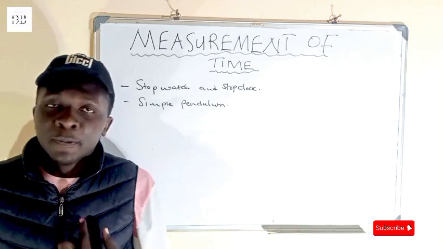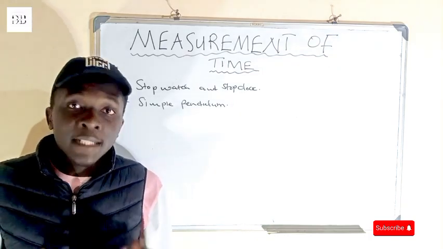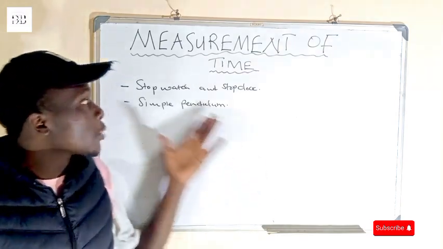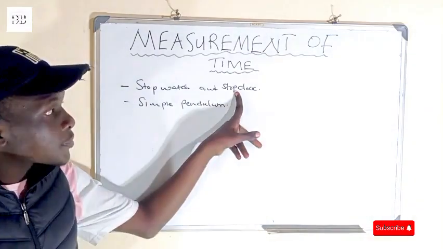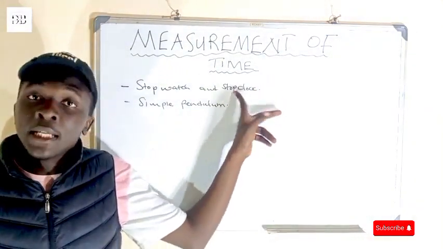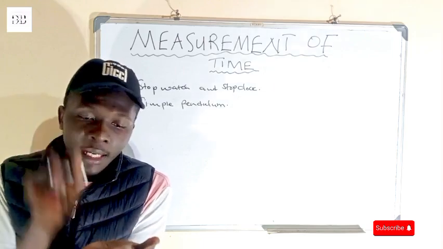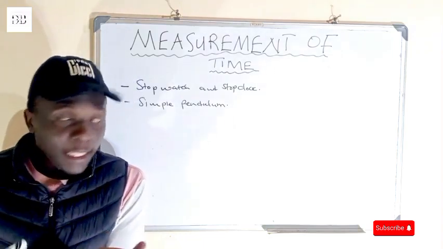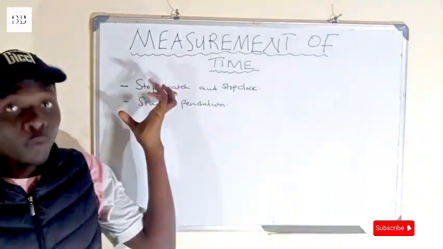Apart from that, it can be used in the labs. Labs require very fast and accurate time, of which we can use the stopwatch and the stop clock. The stop clock is usually found on the phone, and it usually just records the number of seconds that are taken. So what we are going to look at particularly here is the stopwatch.